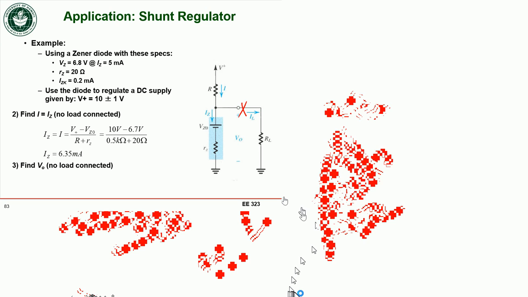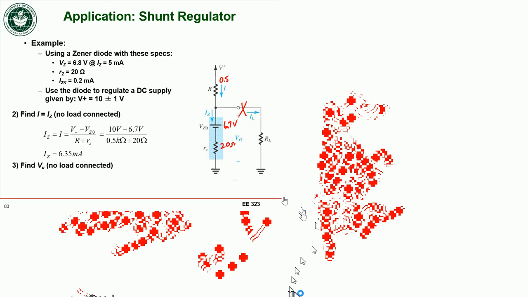It's just going to be the difference in voltages, or the potential drops across both those resistors, divided by the total resistance. So 10 volts minus, this was 6.7 volts, over 20 ohms. And I didn't label it on this slide, but it was on a previous slide that this resistance is half a kilo ohm. So you will get a Zener current of 6.35 milliamps.